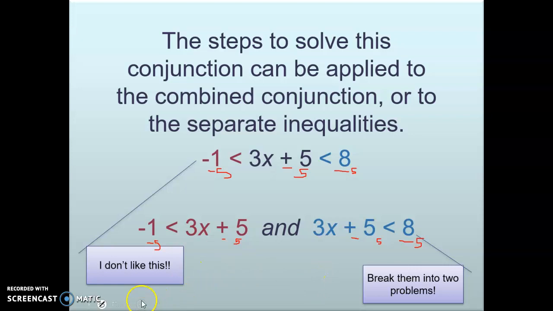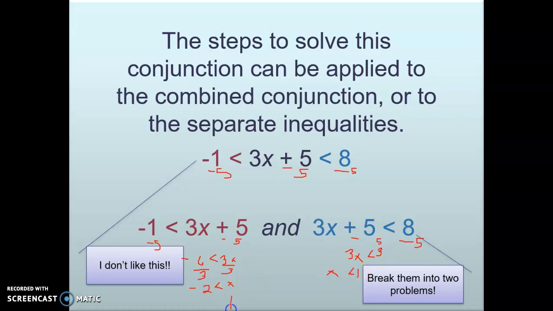This one is worked out for you in the book. I'll try to get it worked out here on the screen. I may run out of room here. But we get negative 6 is less than 3x, dividing both sides by 3, positive 3. We get negative 2 is less than x. We don't have to switch the sign because I did not divide by a negative. Negative 2 is less than x. And over here, we've got 3x is less than 3. Divide both sides by 3, and I've got x is less than 1.